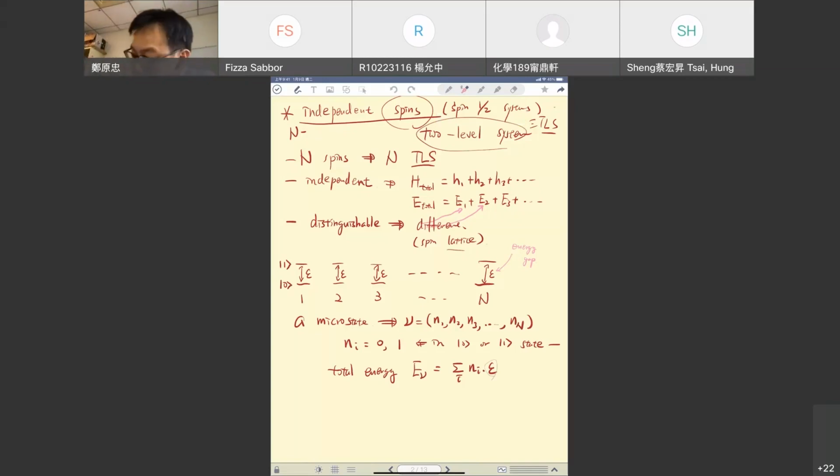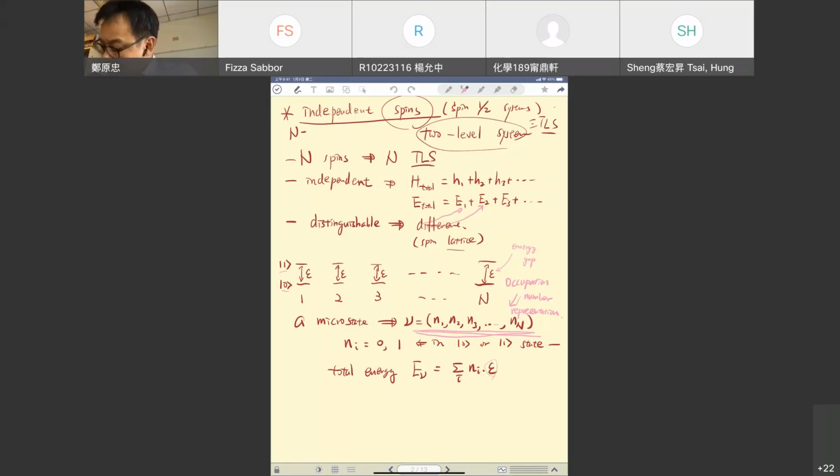Okay. So this kind of notation, where 0 means ground state and 1 means first excited state, you can actually go further. You have a 3-level system, a 4-level system. Then you can have 0, 1, 2, or 0, 1, 2, 3, for example. And this is actually called the occupation number representation. So this is an occupation number representation for independent distinguishable spin systems. And it's very convenient. Later on, we will use this even more.